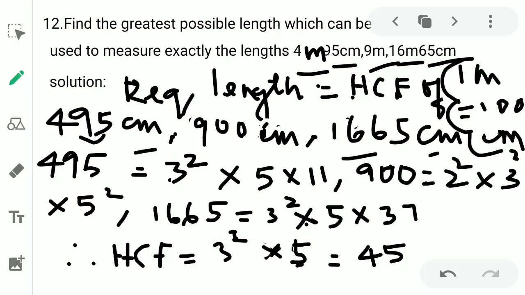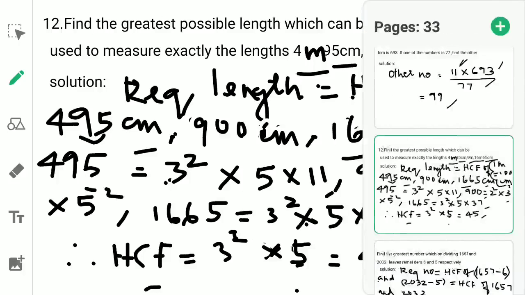When I take HCF for this, you will get the answers like this. When I take HCF, we have to take the least powers. So 3 square, 5, 5. When I multiply 9 into 5, 45.